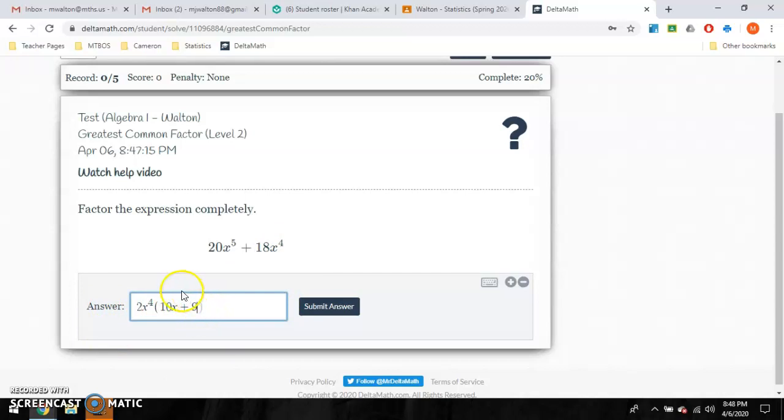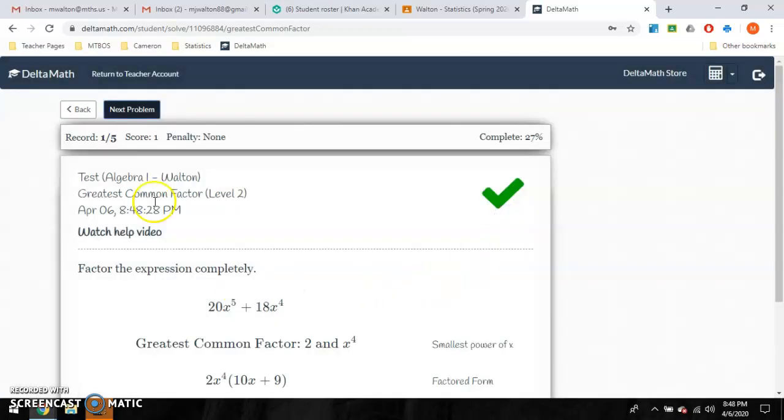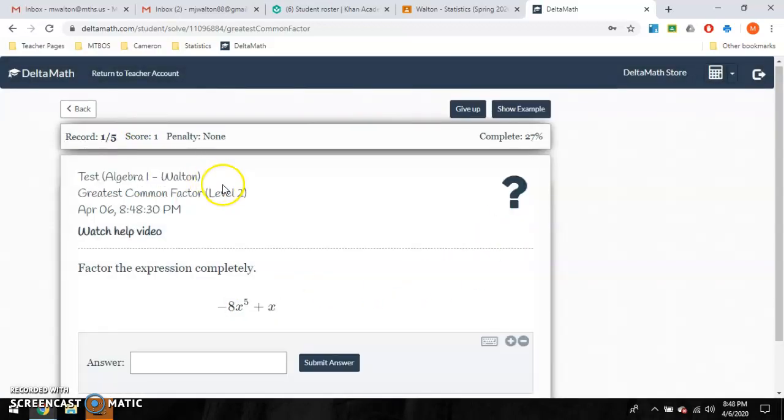So let's go ahead and check this one. 2 times 10 is 20. x to the 4th times x, I have 5 x's. That would be x to the 5th. 2 times 9 is 18, and then I have x to the 4th there. That'll be an x to the 4th. Looks good to me. All right, let's do another one like this.